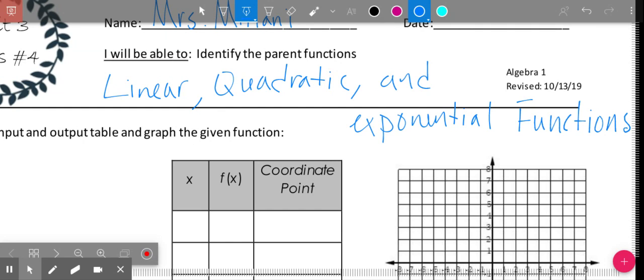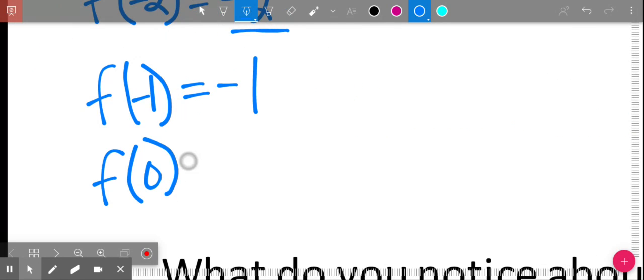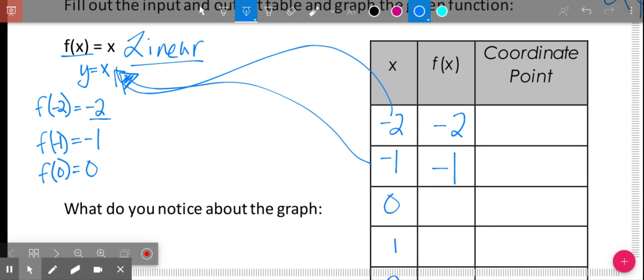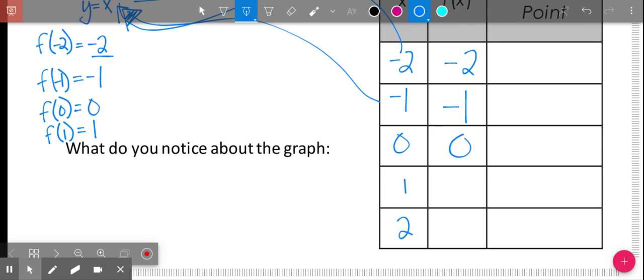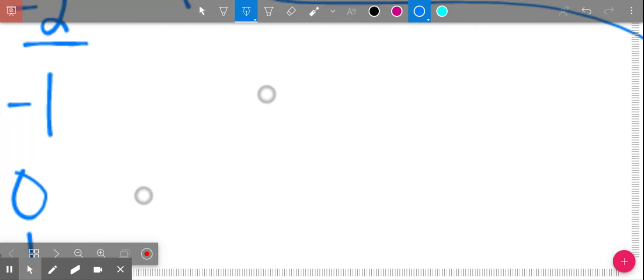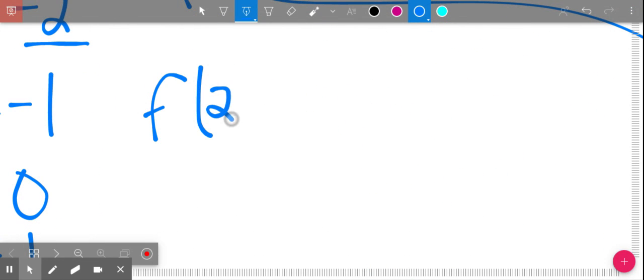So let's look at the first one. The first one says fill out the input and output table and graph the given function. So we have f of x equals x. This right here is going to be our linear parent function. Okay, so just f of x equals x. This can also be written as y equals x. Those are the same thing. This right here, remember, just tells us that, hey, this is a function.